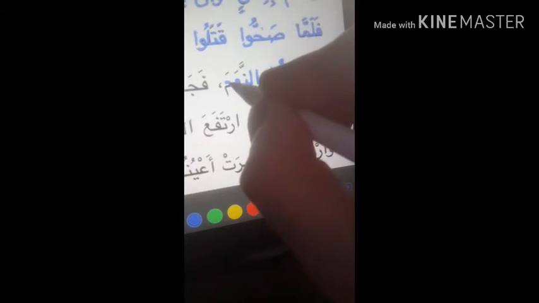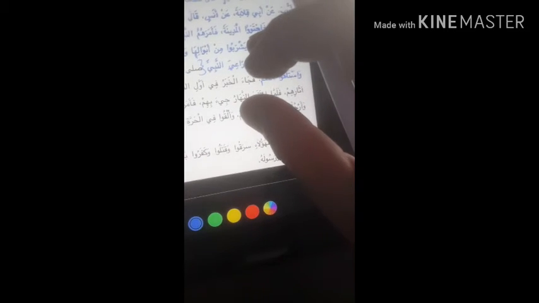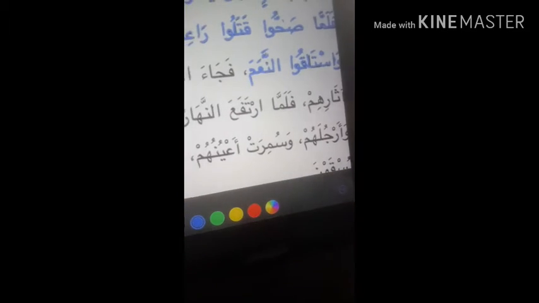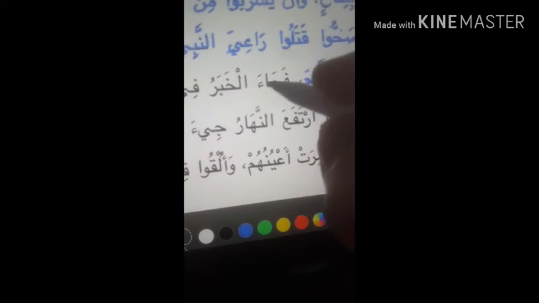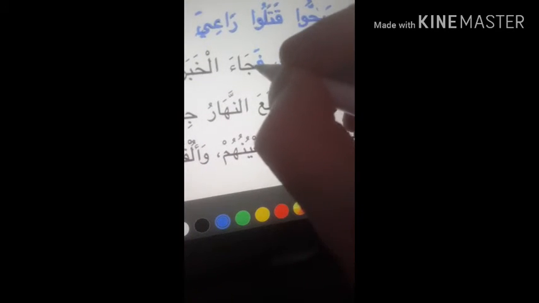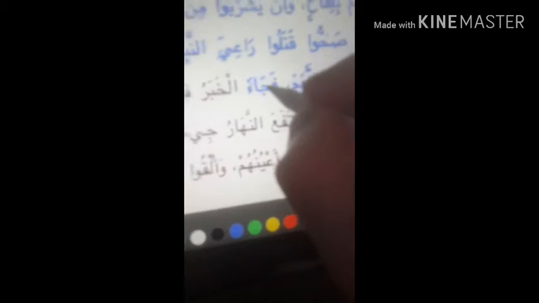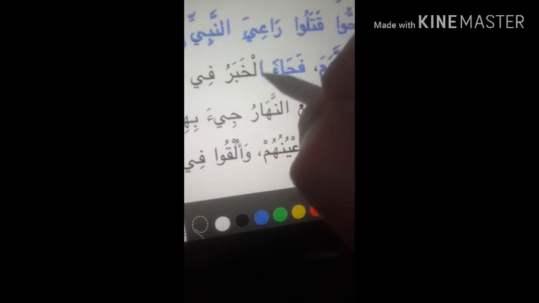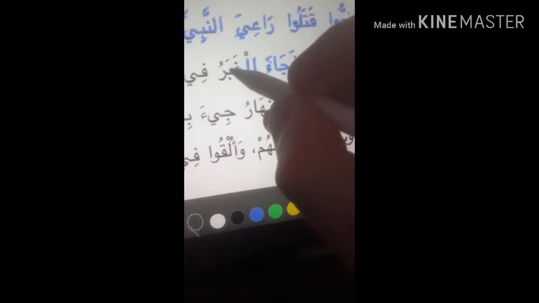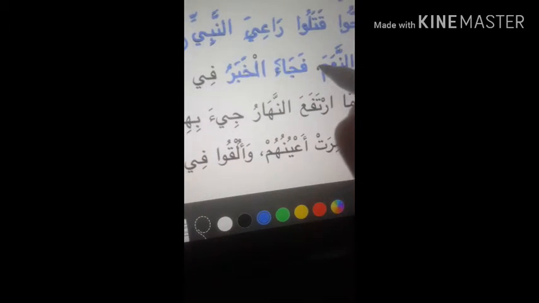A-L-N is a, and then an M at the end. An-na'am. Now what's that? They killed the shepherd of the prophet and drove away all the camels. So wastaqu na'am. Faja al-khabaru. There's the fa again, which is like a so, or we just use it as and then. In English, we have a full stop here and then start again with a new sentence. So we have here je, and then we have the hamza on its own. Ja'a. Faja'a. Faja al, because there's the a and the l, and then kh, and then b, and then r. Faja al khabaru: so the news came.